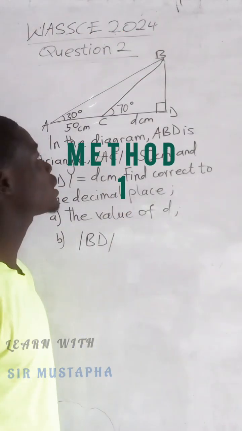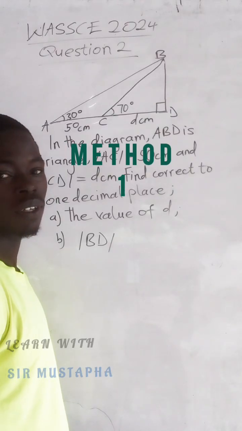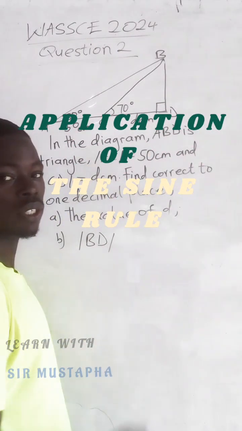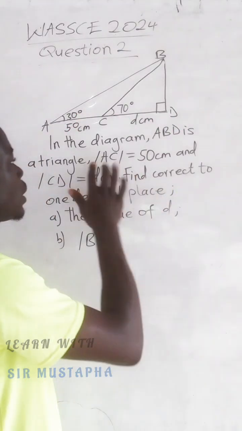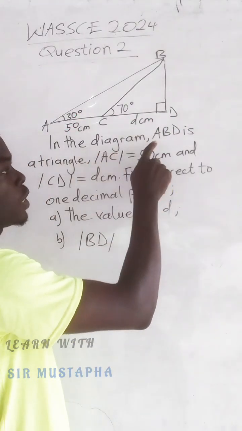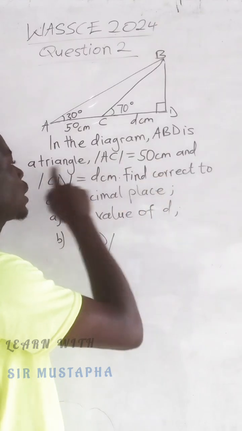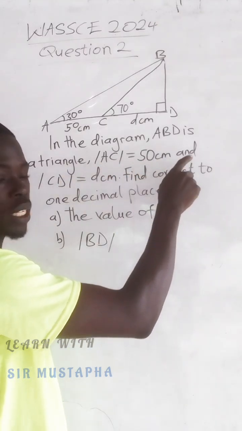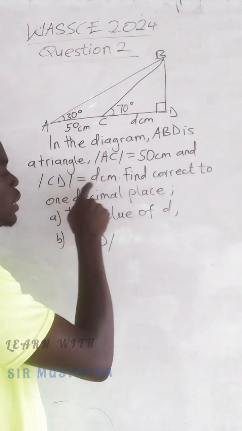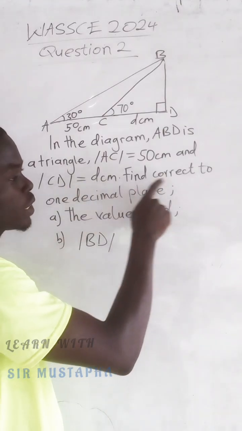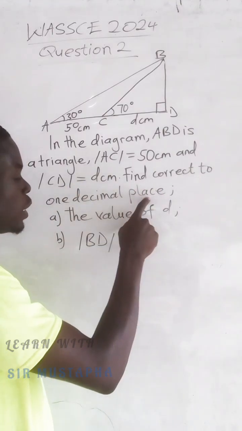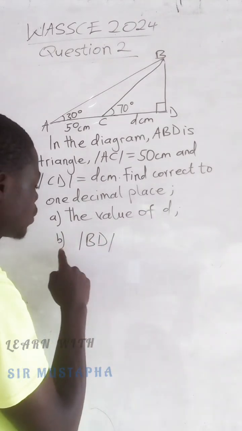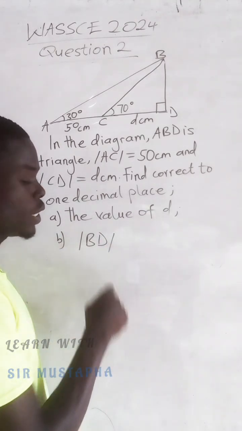WASSCE 2024. The second question, question 2, and this is under trigonometry. It says in the diagram, ABD is a triangle, AC is 50 centimeters and CD is D centimeters. Find, correct to one decimal place, (a) the value of D, and (b) the length BD.